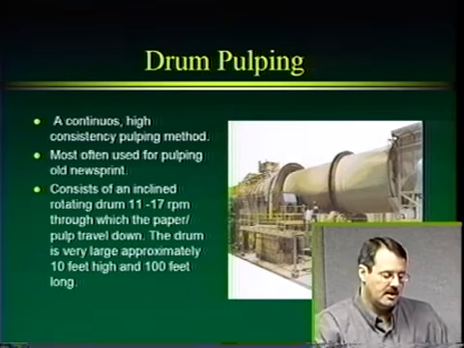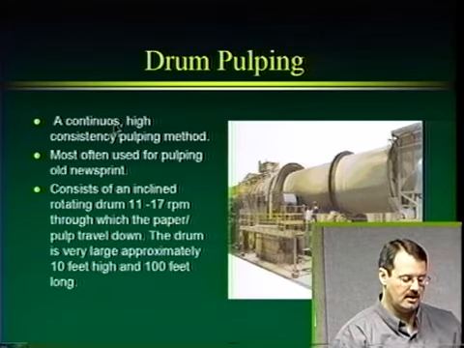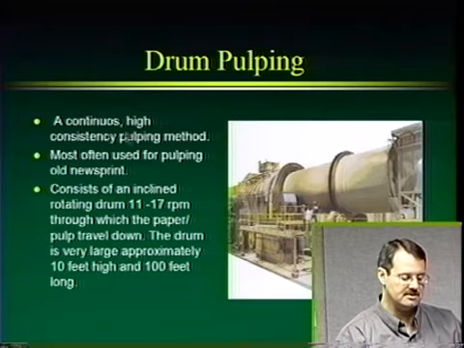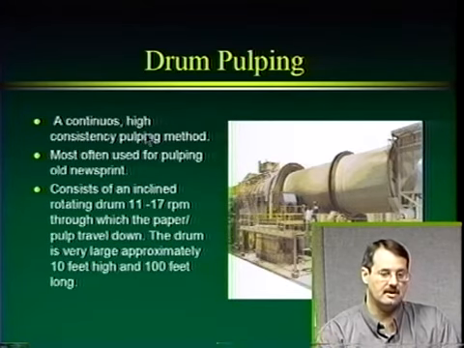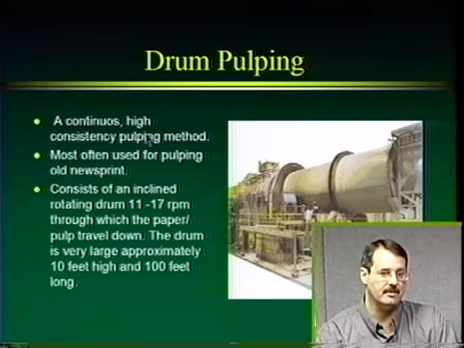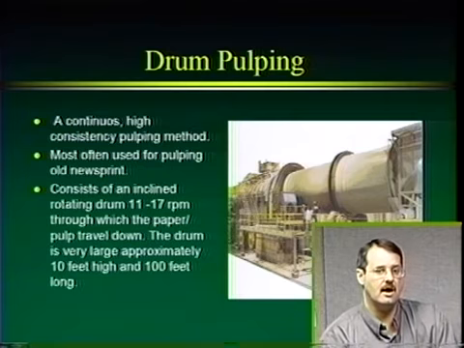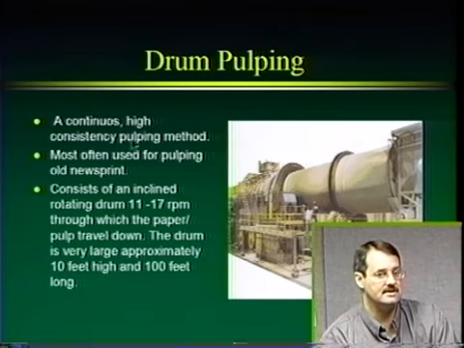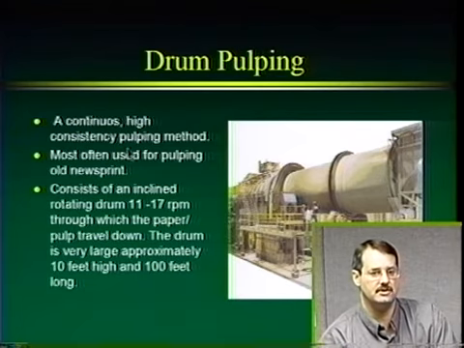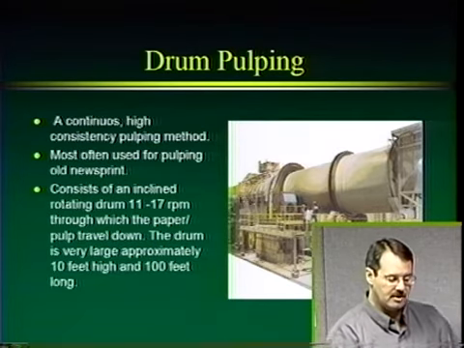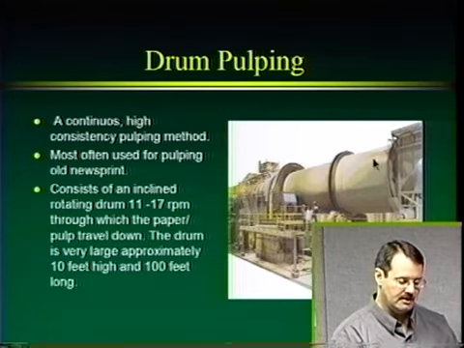Now, again, I told you that we weren't really going to use continuous methods for high consistency pulping because we have to have some extraction plates, and those will get plugged up if we have high consistency pulping. The way that this drum pulper works is that we're going to have a high consistency zone and a low consistency zone, and the low consistency zone will be where we do our screening. Okay? Now, the drum pulper is very much like a lime kiln in looks.